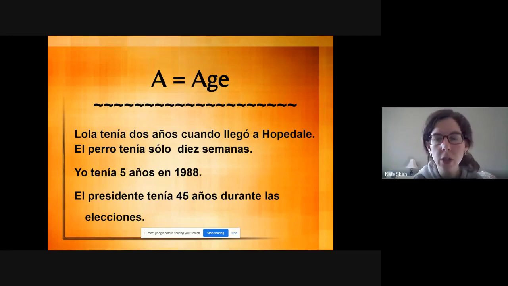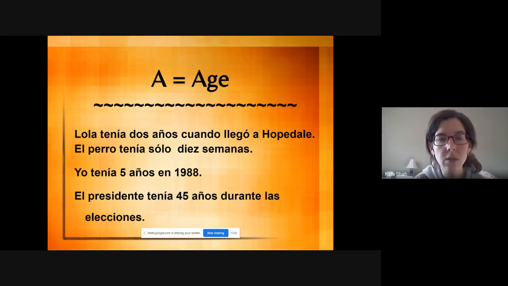A is for age, and this is something that we're going to go into more depth on. Lola tenía 2 años cuando llegó a Hopedale. Lola was 2 years old when she arrived in Hopedale. The fact that she was 2 years old doesn't really have a distinct beginning or end. It sets the scene, and it is an interrupted action. Her being 2 years old was interrupted by her arriving in Hopedale.